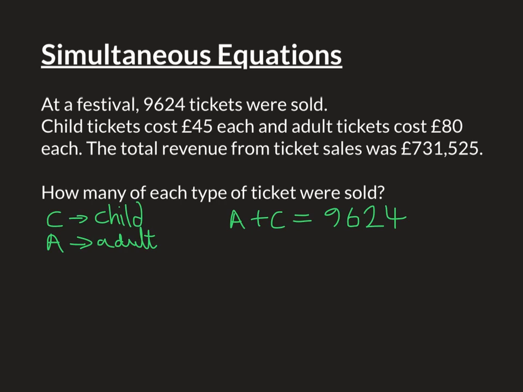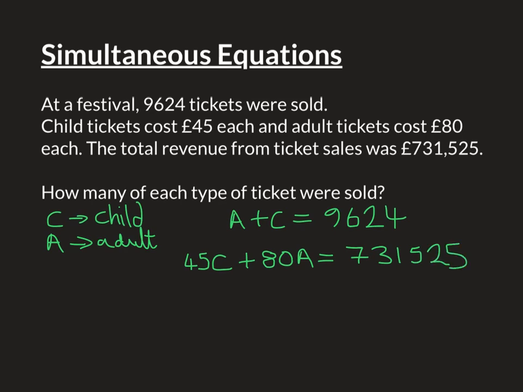I also know that, so how would I work out this revenue? How would I work out the amount of money I'm going to get? Well, I would take the number of child tickets and times it by £45, because that would tell me how much money I get from the children's tickets, and I would do £80 for every adult ticket, and that should give me this value.